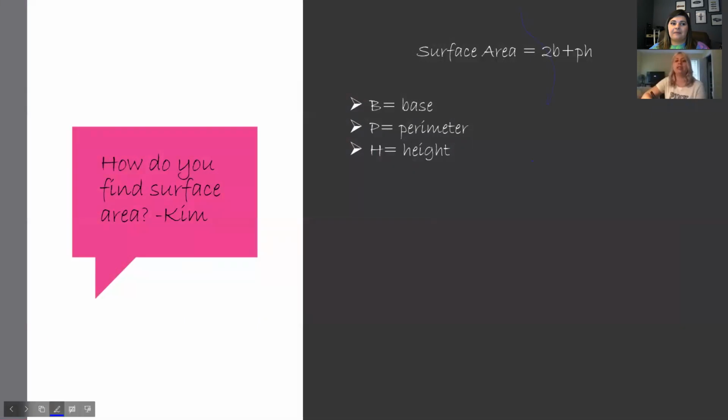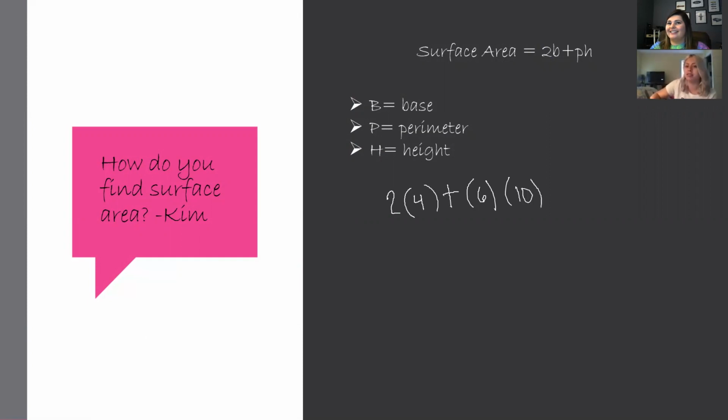So we see that we're going to say 2 times our base. What would you like our base to be? 4. Awesome. Easy. So plus, what would you like our perimeter, all the outside lengths added together, to be? 6. Okay. And what would you like our height to be? How tall would you want to drop it? 10. Very tall. Okay.